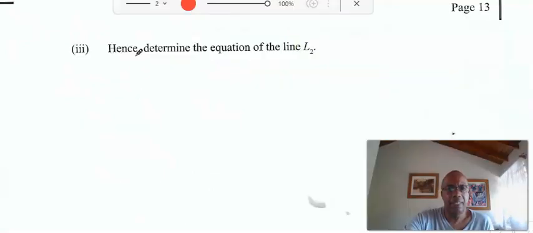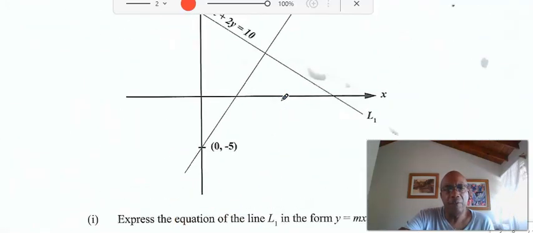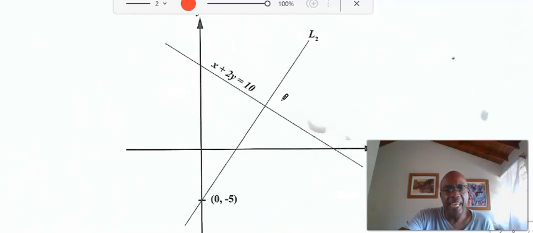Part 3 asks us to determine the equation of the line L2. So we can go back to our graph, and the line L2 is here, and we know that it is perpendicular to L1. What we have to remember in coordinate geometry, one important rule is that anytime two lines are perpendicular, the product of the gradients is -1.